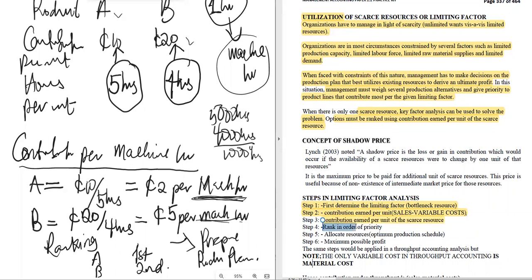Then after that, you rank in order of what? Priority, the one with the highest contribution per limiting factor. Then from there, we prepare an optimum production plan. Then we get our maximum possible profit. So I told you that the same steps will be applied in a throughput accounting analysis. But note, the only variable cost in throughput accounting is material cost, because all other costs are treated as conversion costs or factory costs, operating expenses, because they are incurred to what? They are incurred to convert raw materials to finished or semi-finished goods, actually in a just-in-time environment.